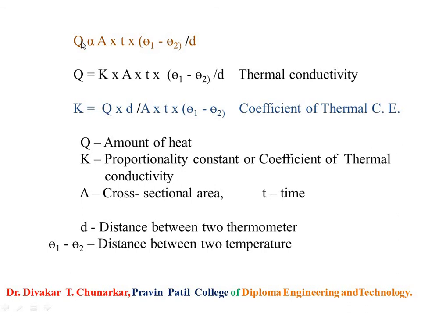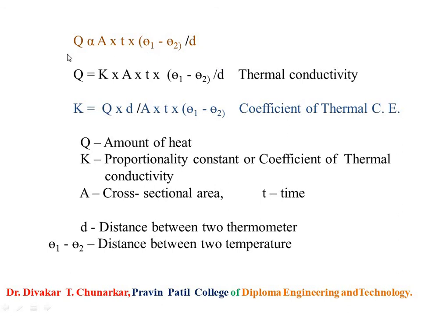So what do we say? Q, the amount of heat, is directly proportional to the area of the rod. Then Q is directly proportional to the time t. Q is directly proportional to the difference between two temperatures, that is theta 1 and theta 2, and inversely proportional to the distance between two temperatures, that is d. This proportionality equation we can write in this way: Q equal to K into A into T into theta 1 minus theta 2 upon d.